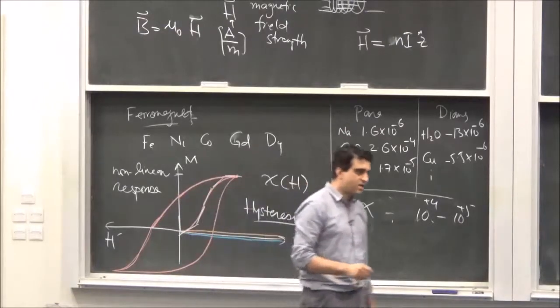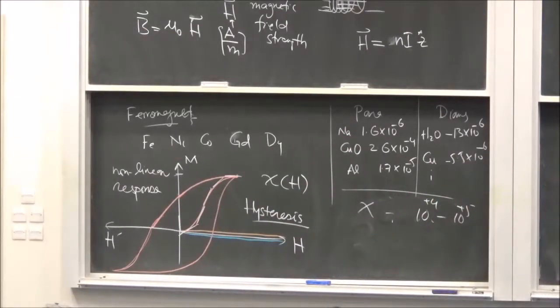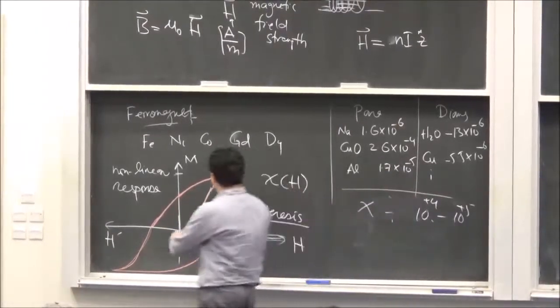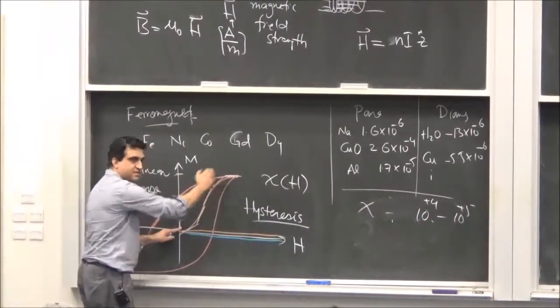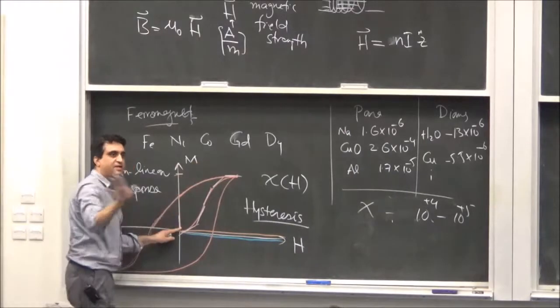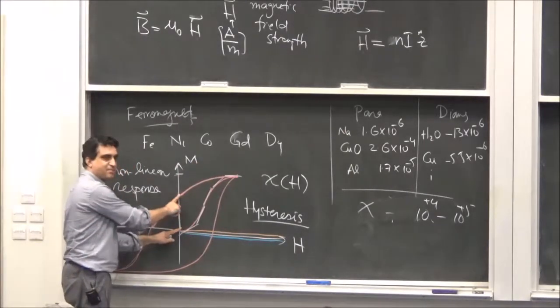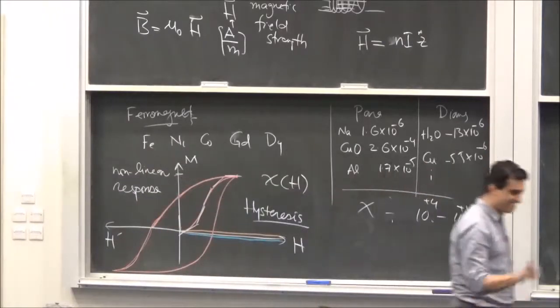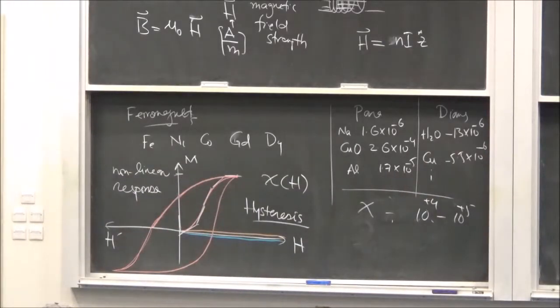So a ferromagnet remembers its history. What do I mean by this? Let's say you increased the field, then made the field zero again and left it. It remembers its history that it was magnetized earlier and it is still magnetized. So magnets do remember.